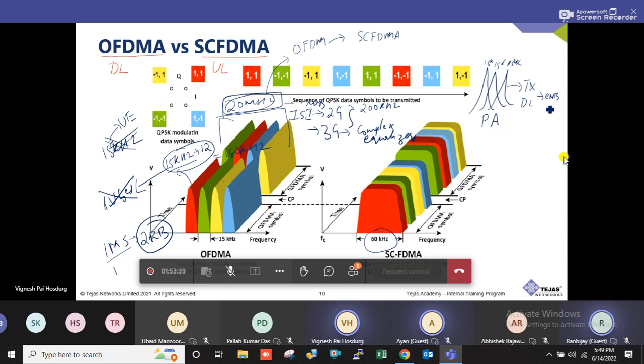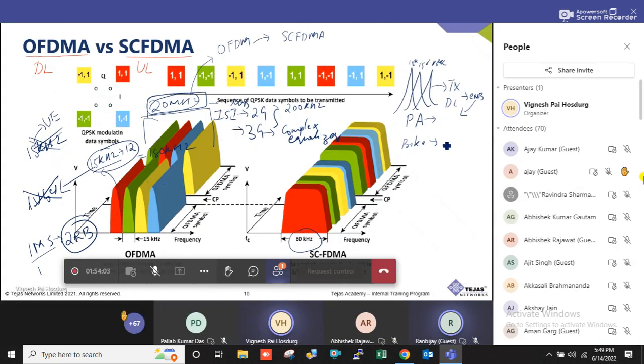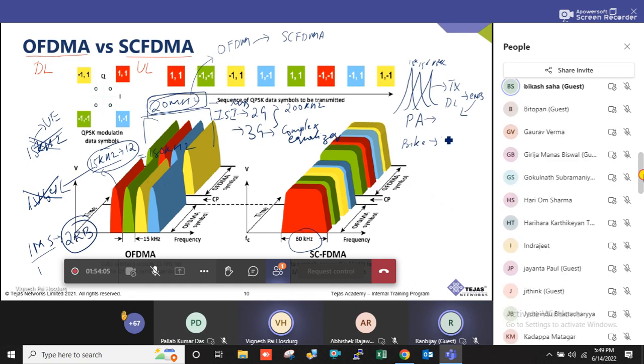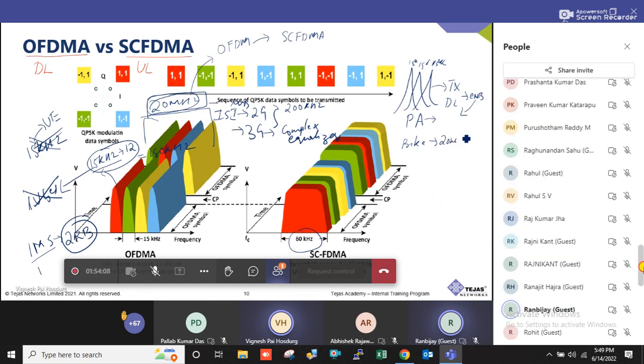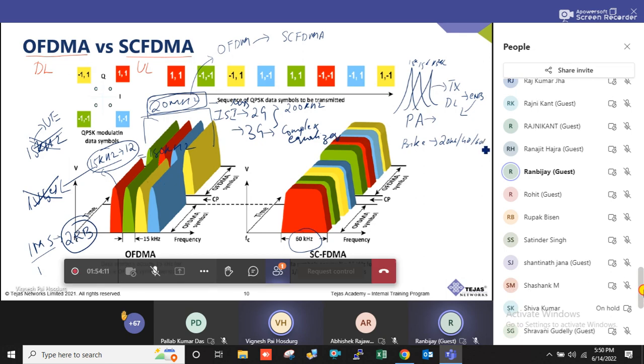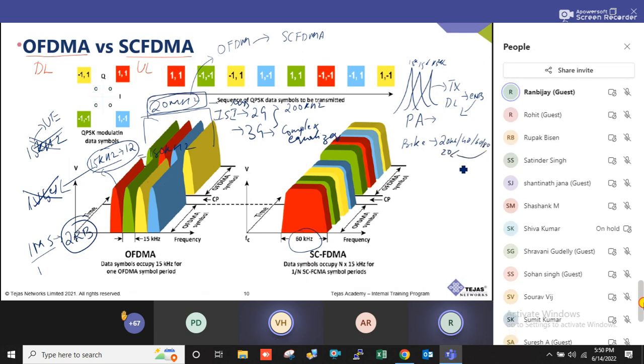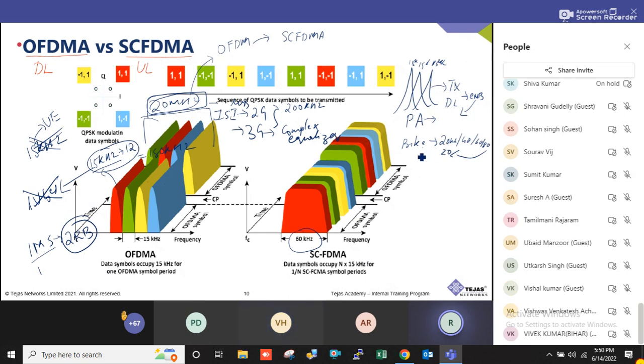There is something called a power amplifier inside the eNode B, and this power amplifier will have a lot of work because it has to do a lot of power level variation. It is like, for example, let's say you are riding a bike and you are increasing and decreasing your speed at constant intervals of time. Let's say you are going at 20 km per hour, then 40, then 60, suddenly you go 80, and suddenly you come back to 20. So what impact will it have on the engine? There will be a lot of wear and tear, isn't it?